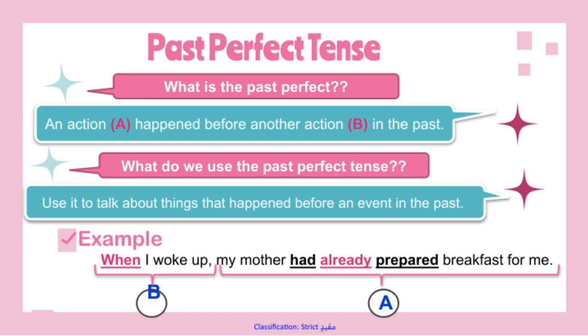The key idea here is that the past perfect tense is used to talk about an action that occurred earlier in the past, before another past event. It helps us clarify the sequence of events clearly. So, whenever we want to emphasize that something happened first, we use the past perfect tense. It's a useful tool for telling stories or explaining past situations with a clear timeline.